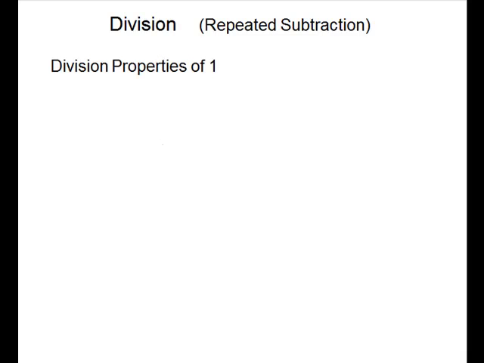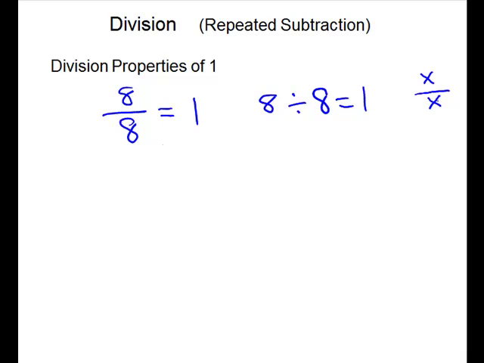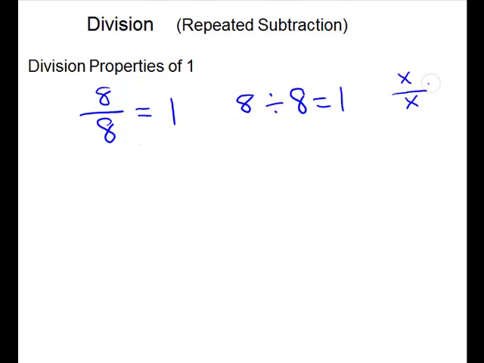We'll look at some division properties of 1. Our first one is that anything divided by itself equals 1. So we can have vertical notation. 8 divided by 8 is equal to 1. We could write it horizontally. 8 divided by 8 is going to be 1. We could also use a variable. Remember, a variable is a letter used to hold the place for a number. As long as they're the same, anything divided by itself equals 1.